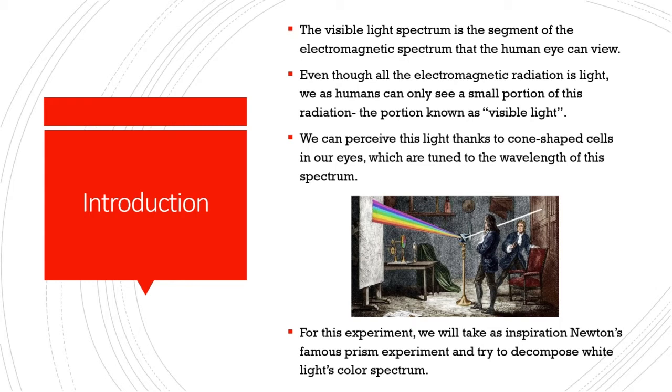We as humans can see visible light thanks to cone-shaped cells inside our eyes. These cone-shaped cells are tuned to the wavelengths of the visible light spectrum. For this experiment, I'm going to take as inspiration Newton's famous prism experiment, and I will try to replicate it to decompose white light's color spectrum, as we can see in the picture right here, where a beam of white light is going through the prism and the result is the whole color spectrum.